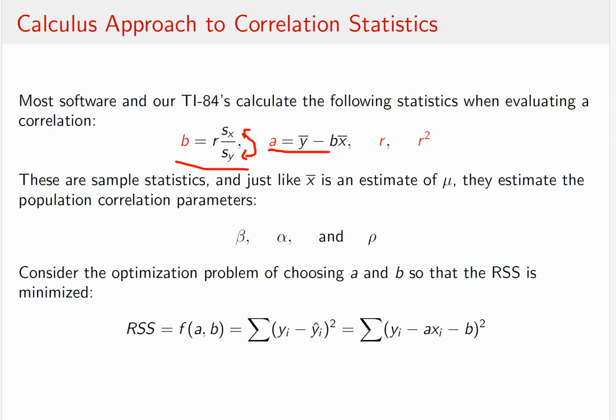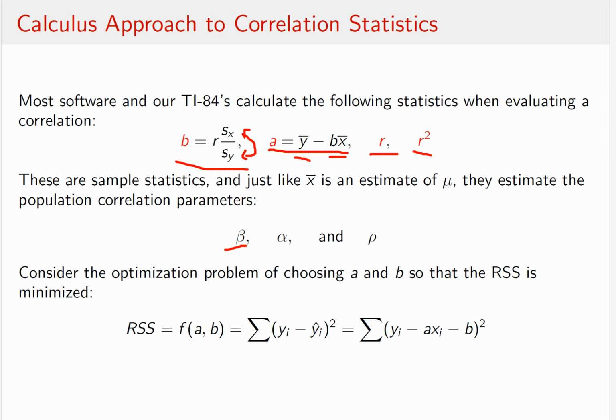And the intercept is equal to the average y value minus the slope times the average x value. All right, and then r and r squared we can calculate from the regression. Okay, and so what do we have?